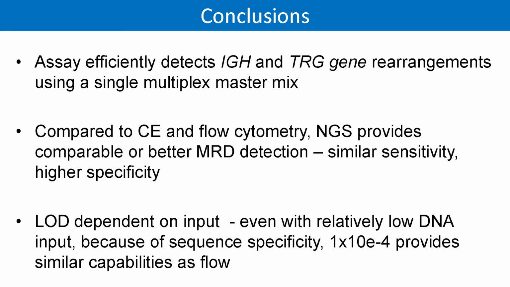So in conclusion, I find this assay can very efficiently detect the IGH and T-cell receptor rearrangements, and you can do both of them at the same time, so it's only one test that you have to do for each individual patient. Clearly, compared to the CE and the flow cytometry, I think that NGS provides, if not comparable, the same results. It actually provides better disease assessment in terms of MRD. Similar sensitivity, but actually better specificity because you're looking for the specific clone for that patient.